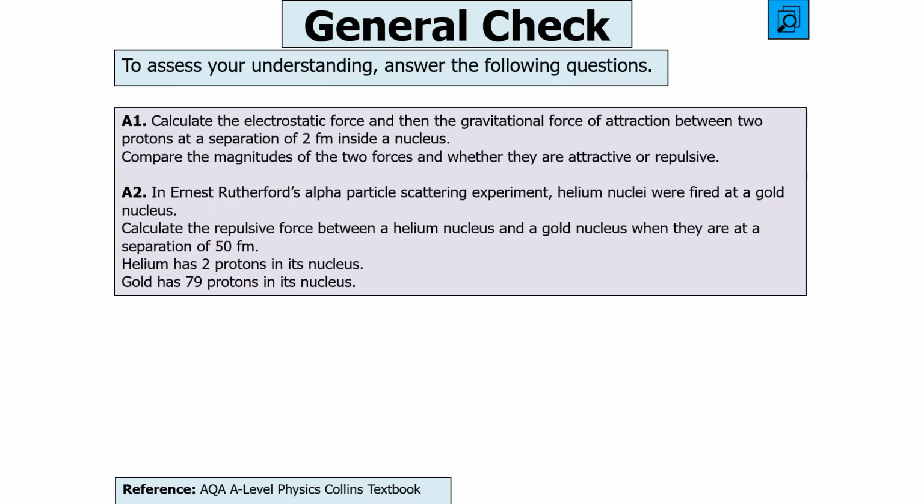The next question says, calculate the electrostatic force and then the gravitational force of attraction between 2 protons at a separation of 2 femtometres inside a nucleus. Compare the magnitudes of the 2 forces and whether they're attractive or repulsive. And then in Ernest Rutherford's alpha particle scattering experiment, helium nuclei were fired at a gold nucleus. Calculate the repulsive force between the helium nucleus and a gold nucleus when they've got a separation of 50 femtometres. So pause the video now, then unpause the video when you want to go through your answer.